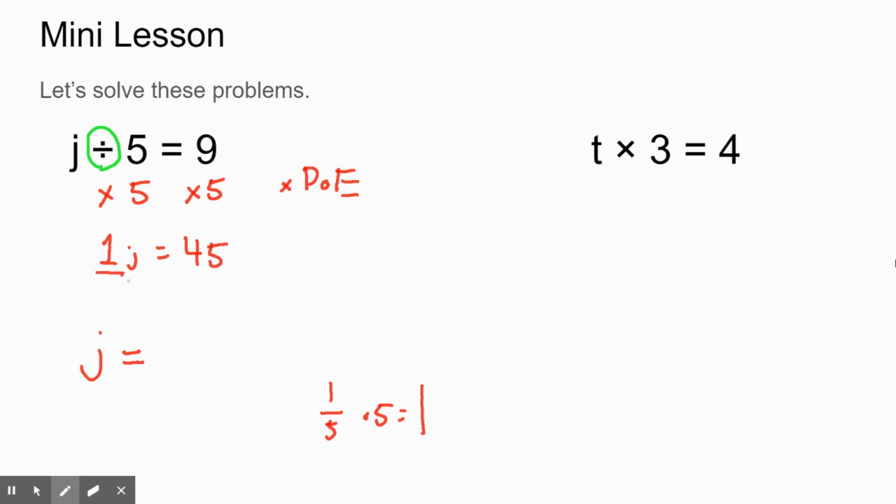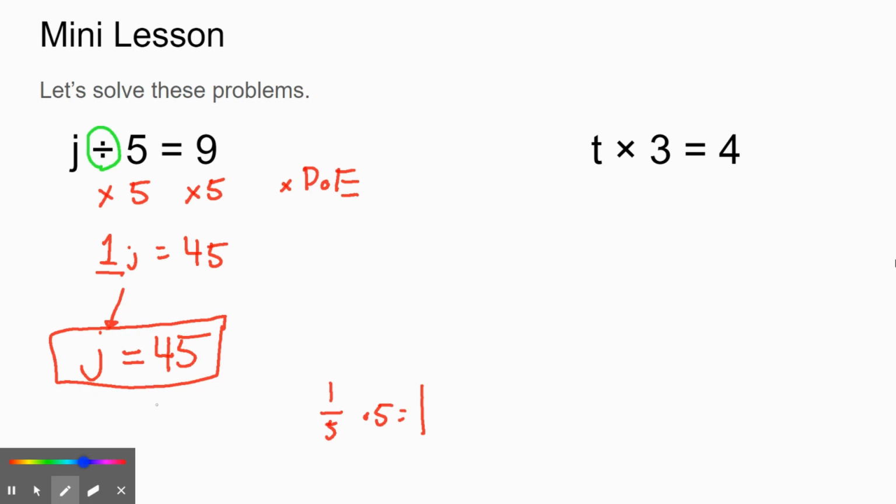And we know that this 1 we don't really care about, so we can just say that it's j. It's still 1j, we just don't bother writing it because we're lazy mathematicians. So we get that j is equal to 45. That's our solution. We can put it in a circle or put it in a box. And then we should always check our work to make sure it is actually correct.